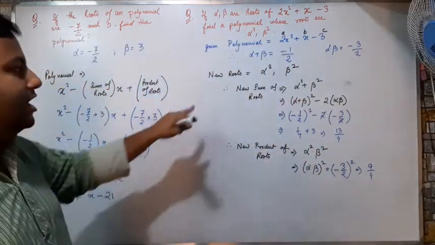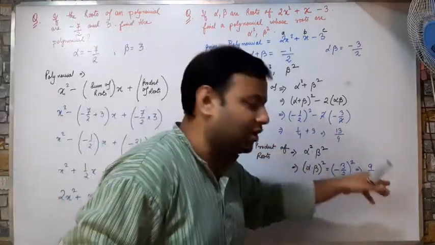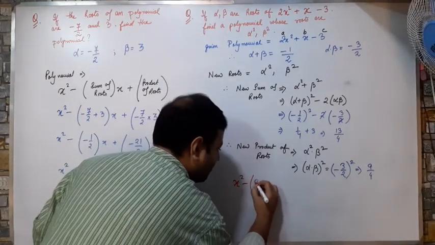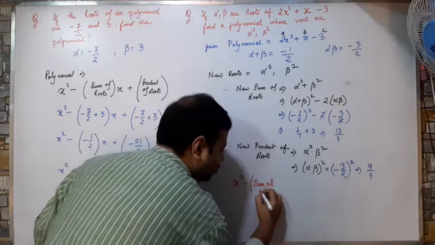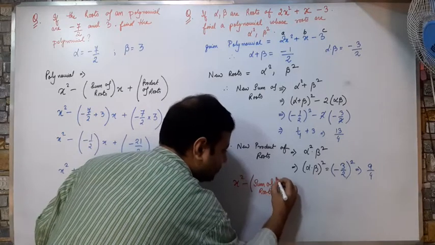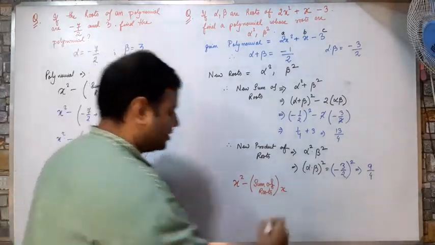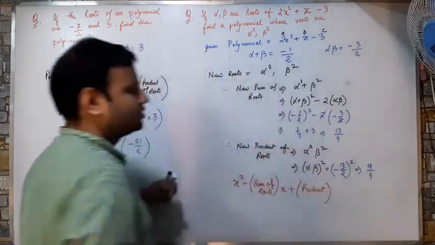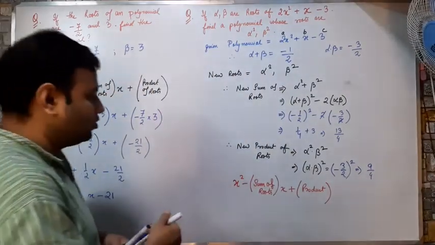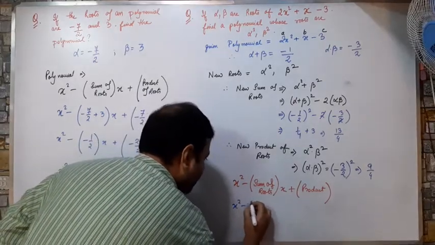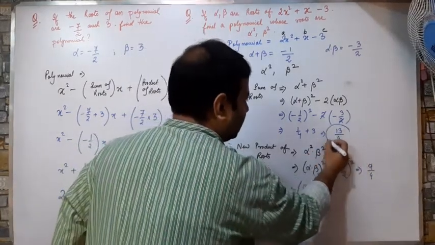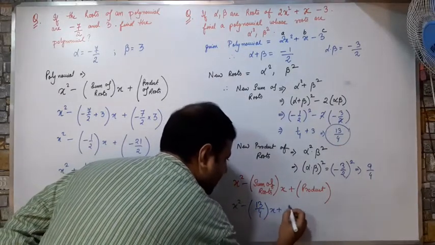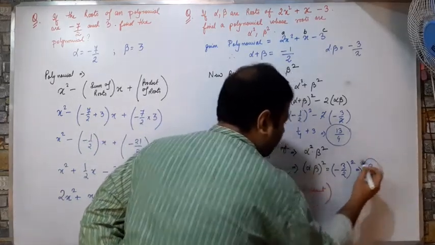So I have got the new sum of roots. I have got the new product of roots. Now what is my polynomial? My polynomial is x square minus (sum of roots) into x plus product of roots. Right? Now come on, substitute the values. I am getting x square. What is the sum of roots? The new sum of roots is 13 by 4, x plus what is the new product of roots? It is 9 by 4.